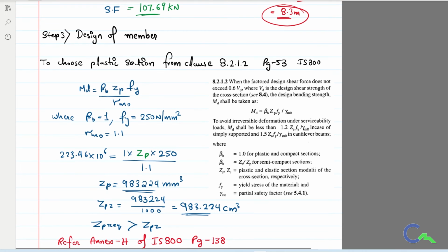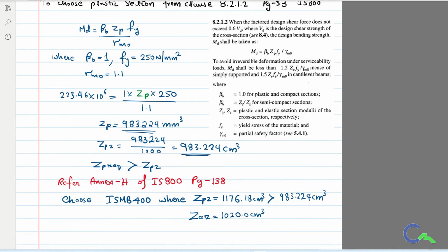First I have to assume it as a plastic section, and later I'm going to check whether it is plastic. If it is a plastic section, beta B is equal to 1. By taking that condition, I'm going to calculate the ZP value. ZP I'm going to get here is 9,83,224 millimeter cube. First I am going to convert that into centimeter cube.